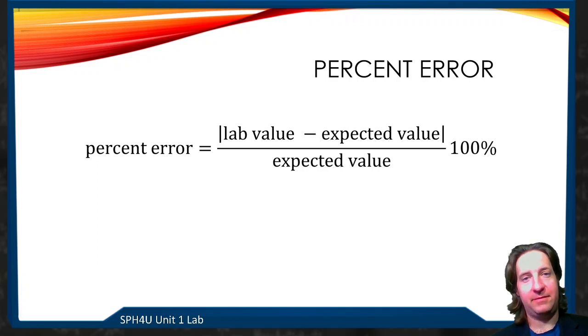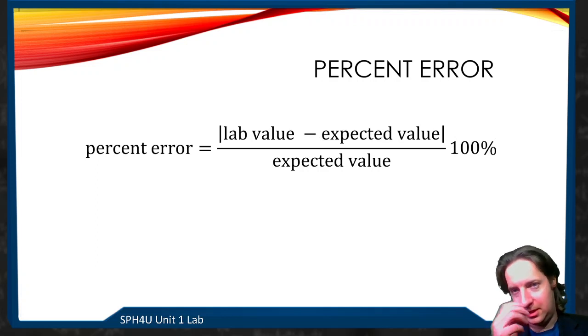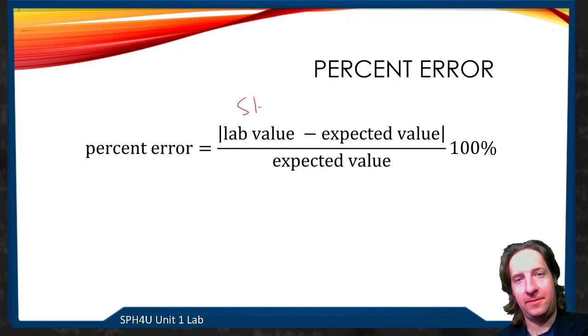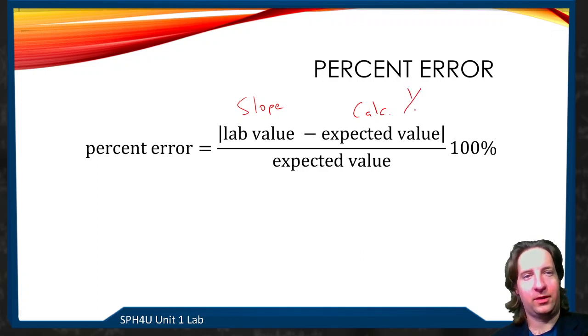So you're going to take your lab value, whatever that number was. This is going to be our slopes for our graph. And the expected value, this is what you're going to calculate. Like 1 over 4 pi squared MR, let's say. I think that's what it was for the first one. That's a 4, not a 2. Okay, so that'll be our expected value.